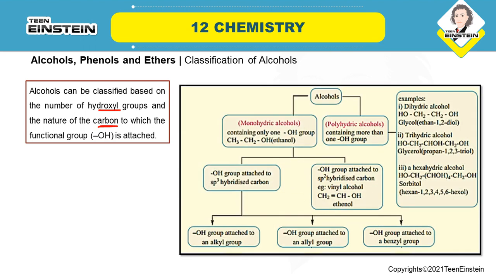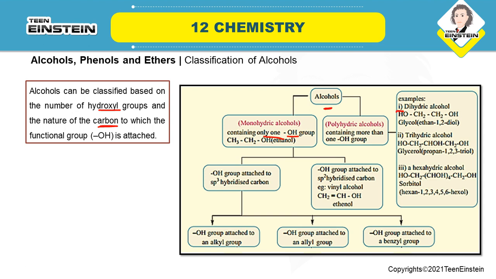So here we have this flow chart. Alcohols, first we will do the classification based on the number of hydroxyl groups. So if it is containing only one OH group, it will be monohydric alcohol. If it is containing more than one OH, that is, minimum 2 OH must be present, then only you can call it polyhydric alcohols. Fine.